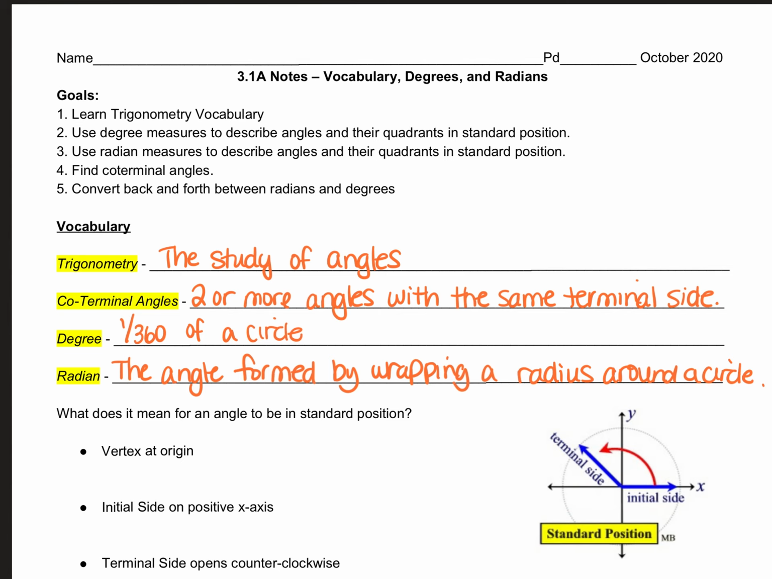Coterminal angles are two or more angles that have the same terminal side, and we're going to talk a little bit about what that means later. A degree, one single degree, is 1/360th of a circle. And a radian, if you've never seen that before, which I believe you talk about in geometry, even if briefly, is an angle that's formed by wrapping a radius around the outside of a circle. Again, we'll look at that more closely in just a moment.